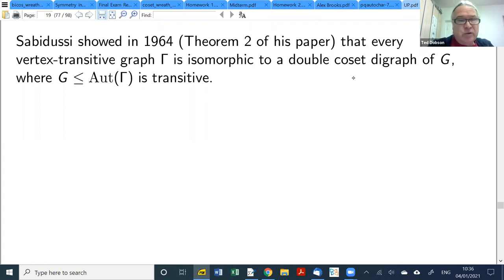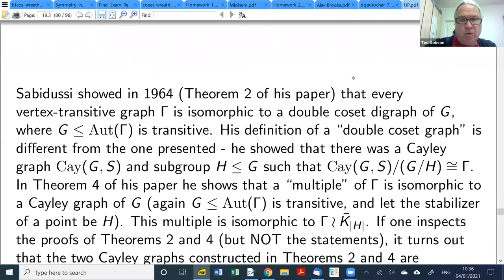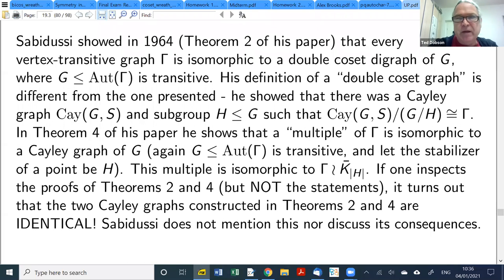Now, nowadays, everybody uses the definition of a coset digraph, or coset graph, that I gave you. Sabidussi didn't. So let me tell you a little bit more about what he did. His definition of a double coset graph, what he did was he constructed a Cayley graph for G, and he found a subgroup H of G such that the Cayley graph mod the left cosets of H in G as a quotient was isomorphic to the original graph. So Sabidussi was certainly thinking in quotients here. And so we've got the Cayley graph, we mod it by the partition of the left cosets, we get something that's isomorphic to gamma.